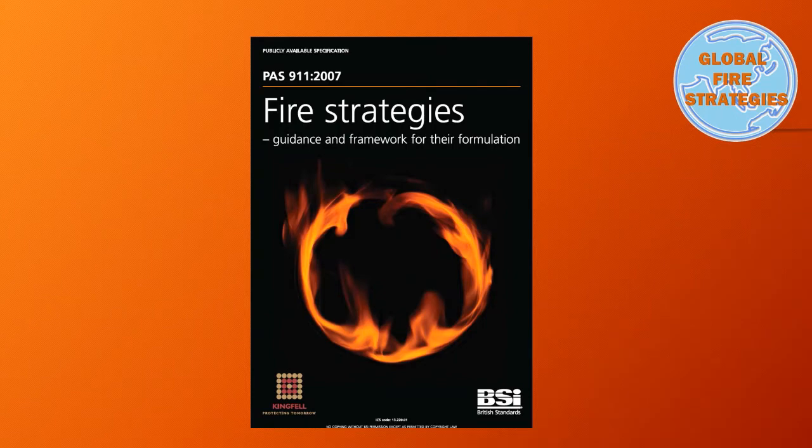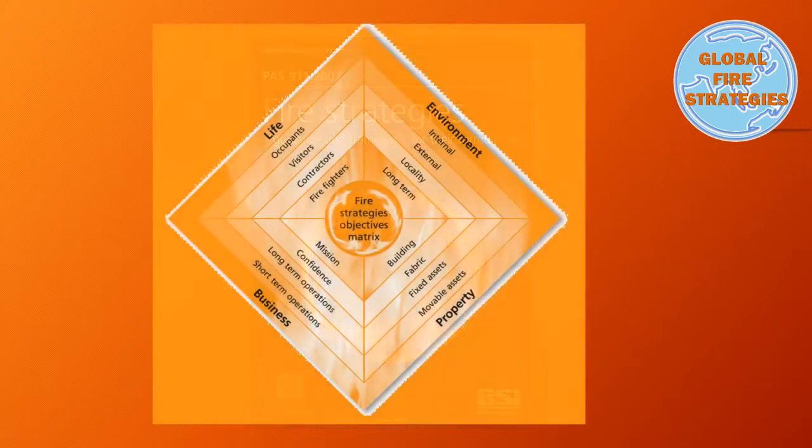PAS 911 introduces a number of diagrams that are used for evaluation and formulation of fire strategies. These diagrams were first introduced into the 2007 document. The Fire Strategies Objectives Matrix is designed to illustrate that you can have up to 16 objectives for every fire strategy rather than the standard 1 or 2.